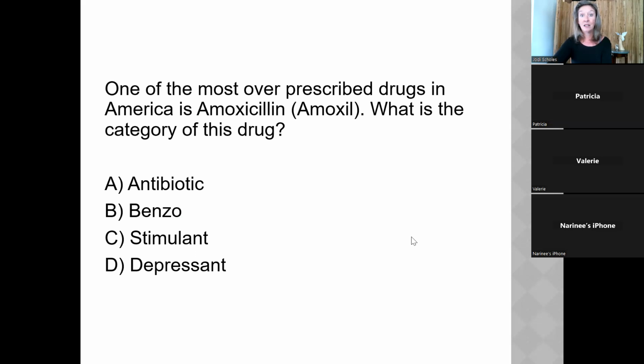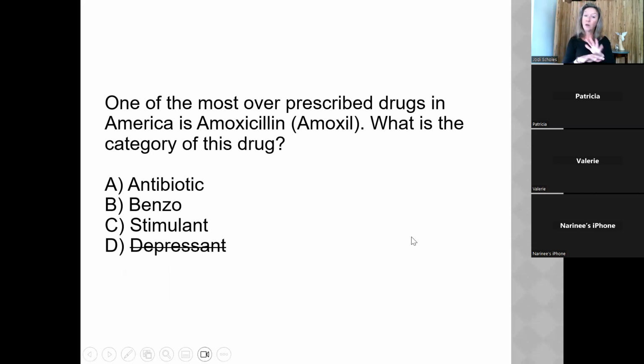You got it, but let's eliminate one wrong answer because that's how we do this, right? So amoxicillin is not a depressant. Amoxicillin is letter A, an antibiotic. Good job. All right, you answered that right, so it's going to get a little harder.